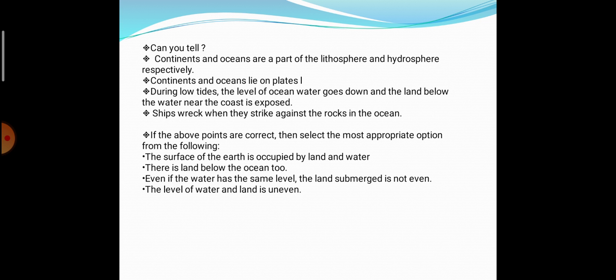Now, based on this, if the above points are correct, then select the most appropriate option from the following. First, the surface of the earth is occupied by land and water. Second, there is land below the ocean too. Third, even if the water has the same level, the land submerged is not even. Fourth, the level of water and land is uneven. Based on the above 4 points, the appropriate one is the third: even if the water has the same level, the land submerged is not even.